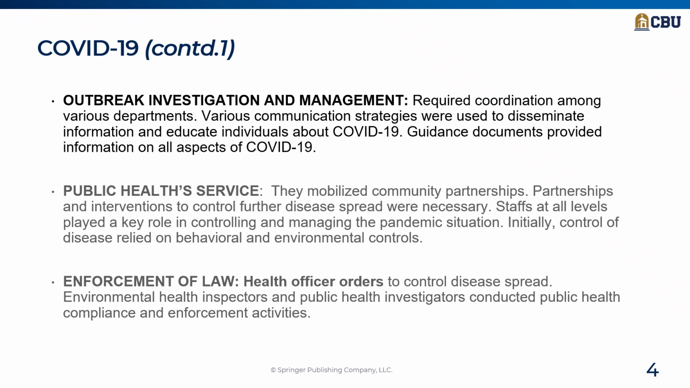Early control relied heavily on behavioral and environmental measures like masking, isolation, quarantine, distancing, hygiene, and cleaning. Enforcement was also critical. Health officer orders were backed by inspections and compliance efforts, and violations were publicly reported to reinforce accountability.